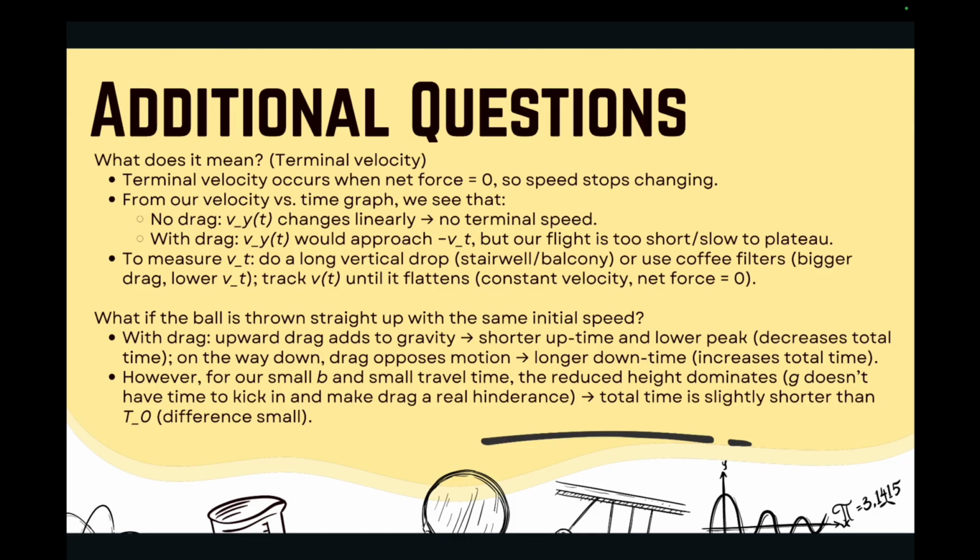Well, upwards, drag adds to gravity going down, so there's a shorter uptime and lower peak, which decreases the total time. On the way down, however, drag opposes motion, which makes a longer downtime, which increases total time. So a decrease and an increase, two opposing factors. However, for our small b and small travel time, the reduced height dominates, because v doesn't have time to build up and make drag a real hindrance. So it's honestly negligible. Total time is slightly shorter than the original time. The end.